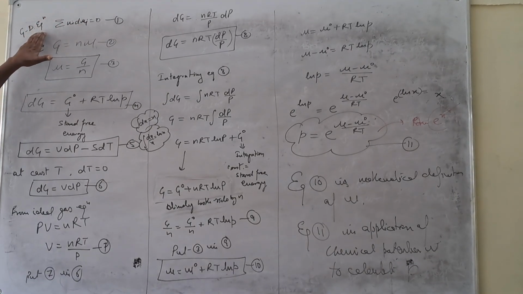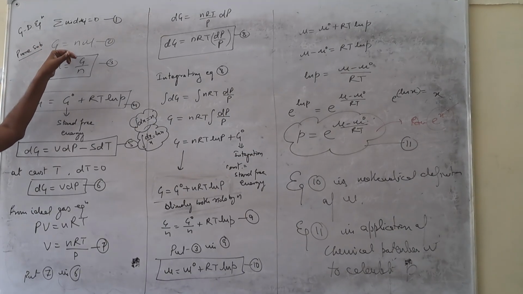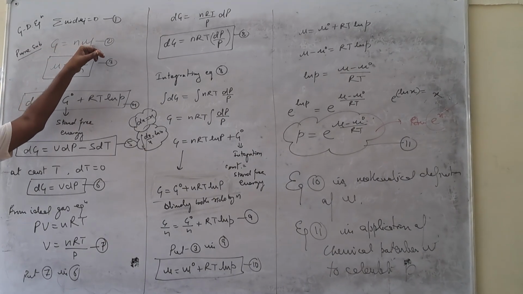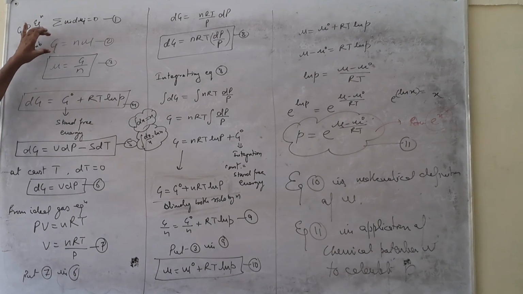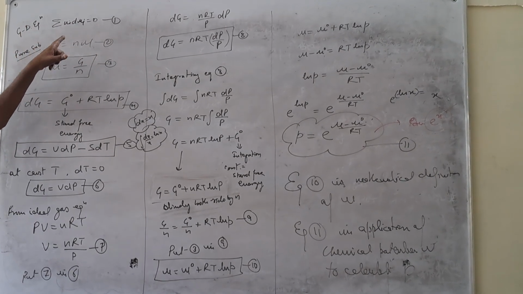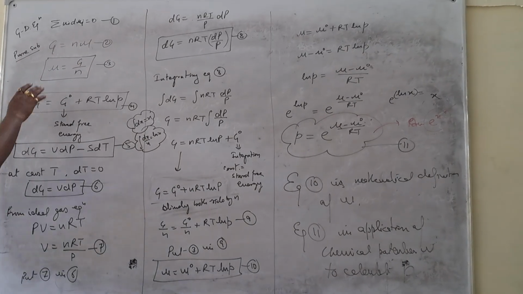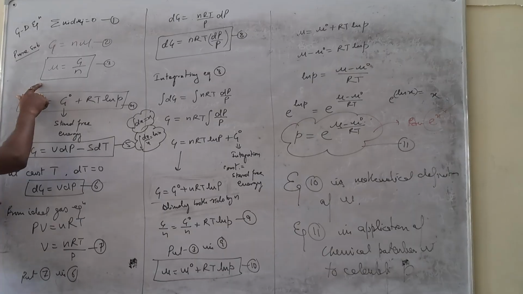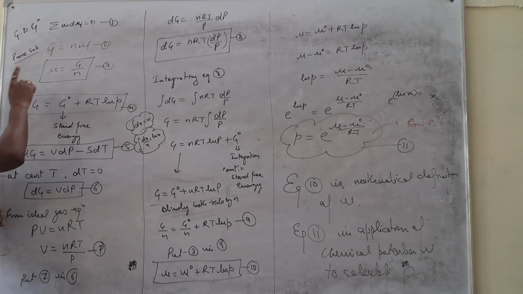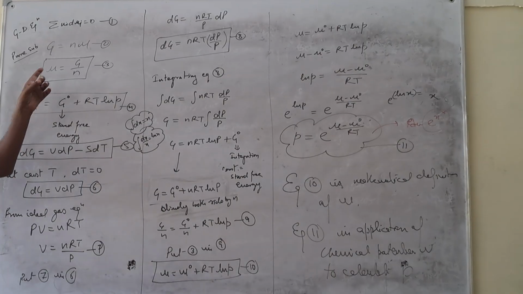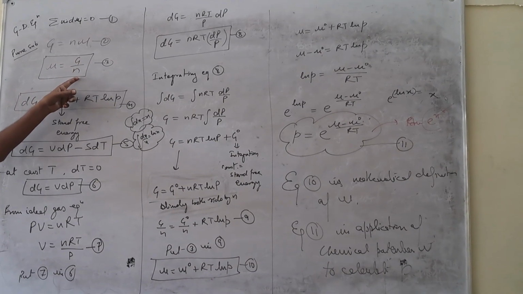That is in general. But for a pure substance, we can define G, that is the free energy, as equal to the chemical potential multiplied by the number of moles of that component. That is, if we are talking about the first component, then the chemical potential of the first component multiplied by the number of moles of the first component. From this equation 2, we can clearly define mu is equal to G upon N. The general definition of chemical potential comes from equation 3, which is the free energy change per mole of that substance.